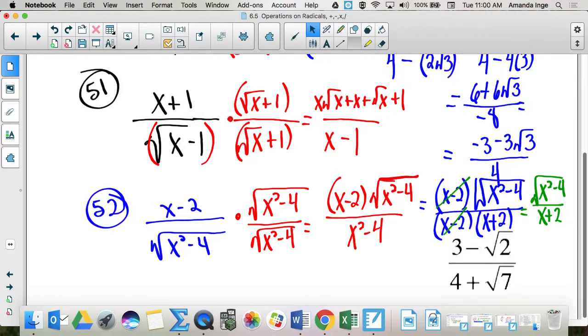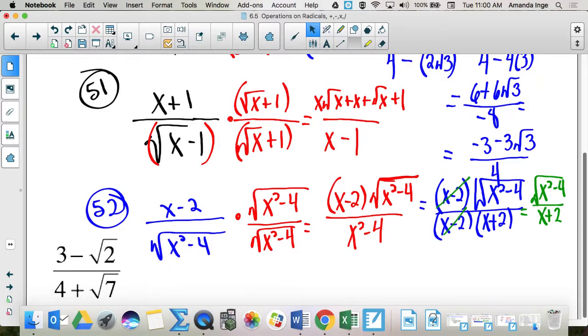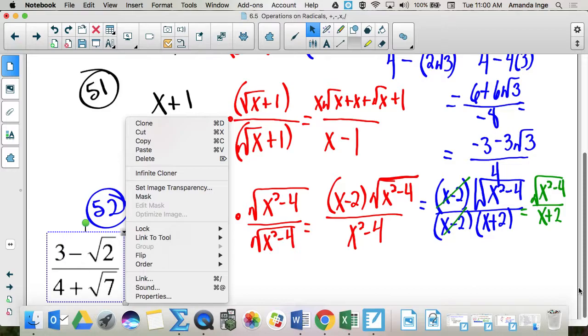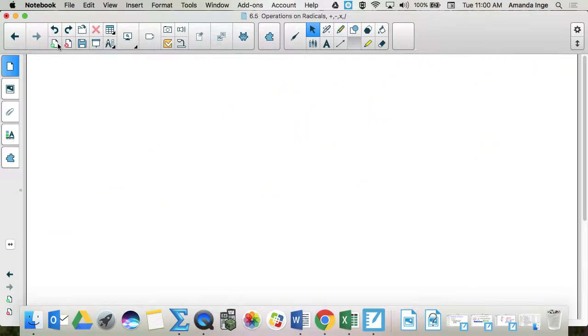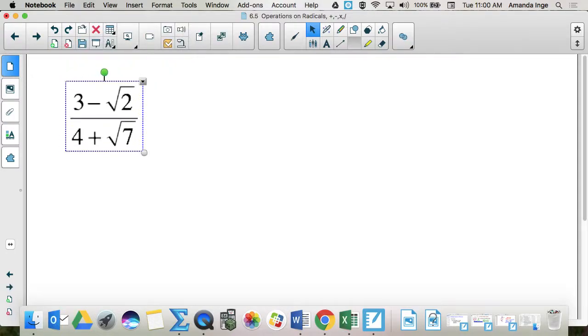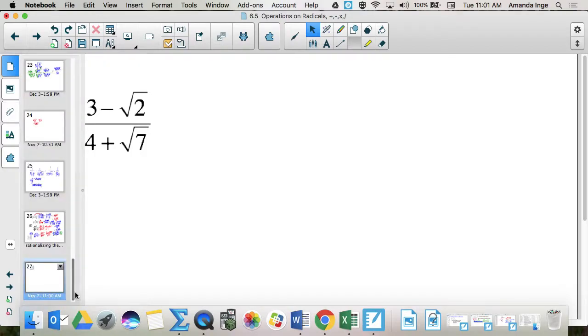But that problem is different than one like this one, which I can't seem to make go down anymore. They're not the same because the radical sign is not over the whole thing. Everybody understand that? All right, so that's really all we have.